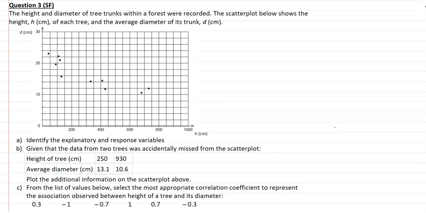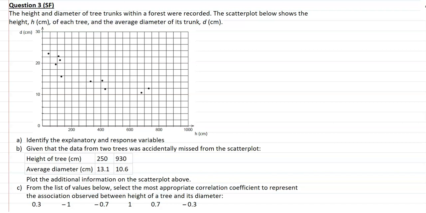Okay, moving on to question 3, which is another simple familiar question. We've got the height and diameter of tree trunks within a forest that was recorded. We've been given a scatter plot below showing the height of each tree on the x-axis and the diameter of the tree's trunk on the y-axis. You've been asked to identify the explanatory and response variables.